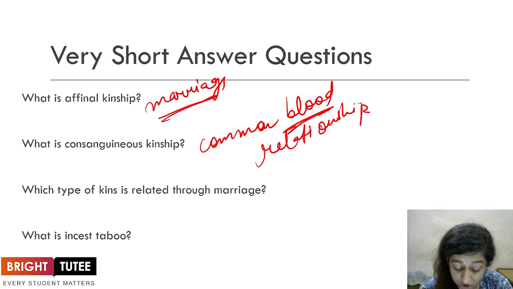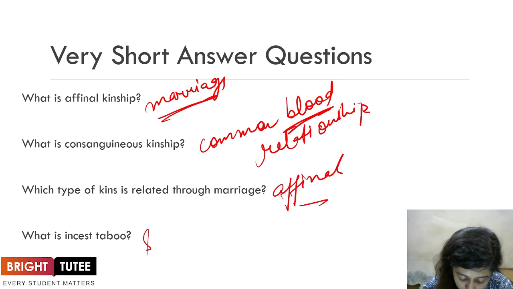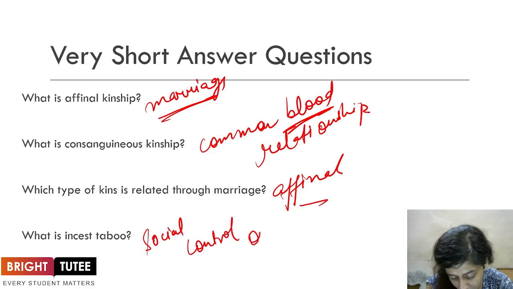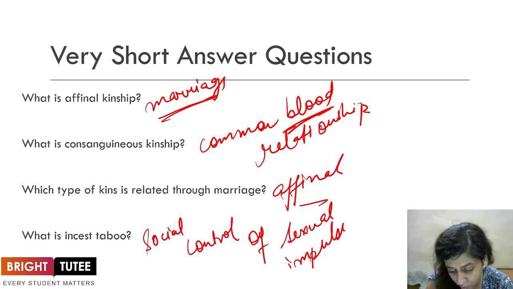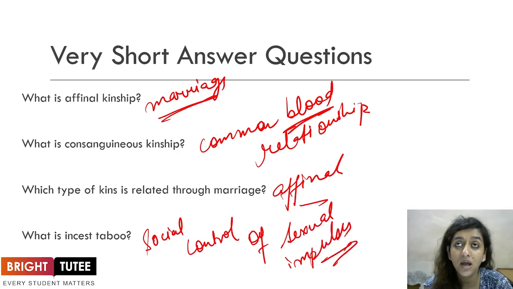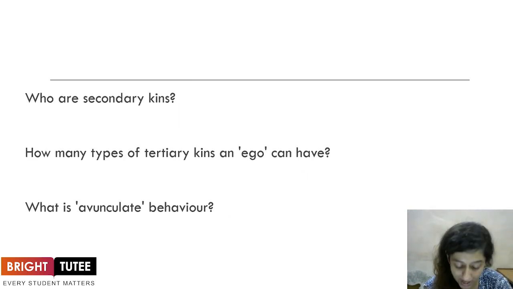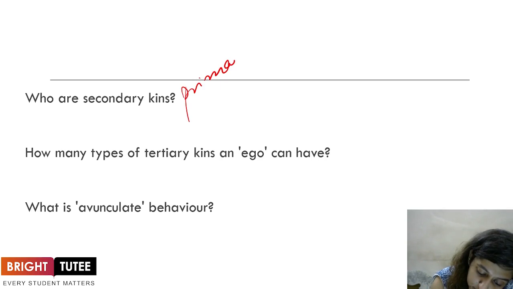Now, which type of kins is related to marriage? It is the affinal kins which are related to marriage. What is incest taboo? The social control of sexual impulses is known as the incest taboo. With whom you are able to make sexual relationships is determined by the incest taboo.